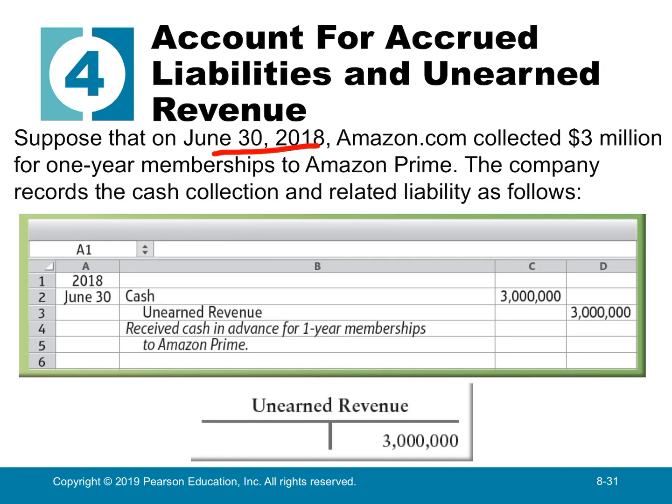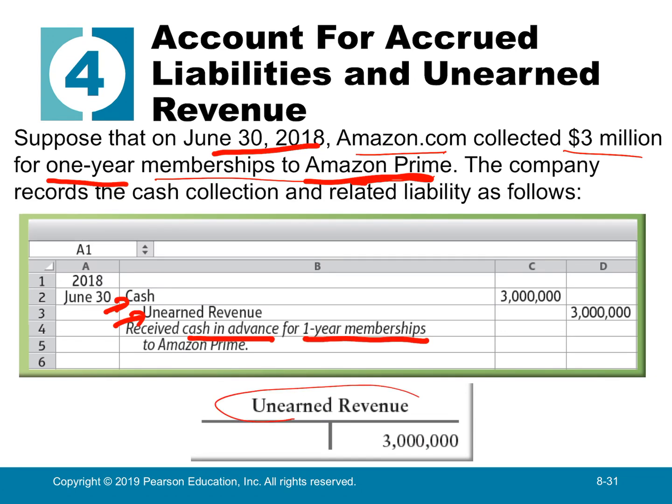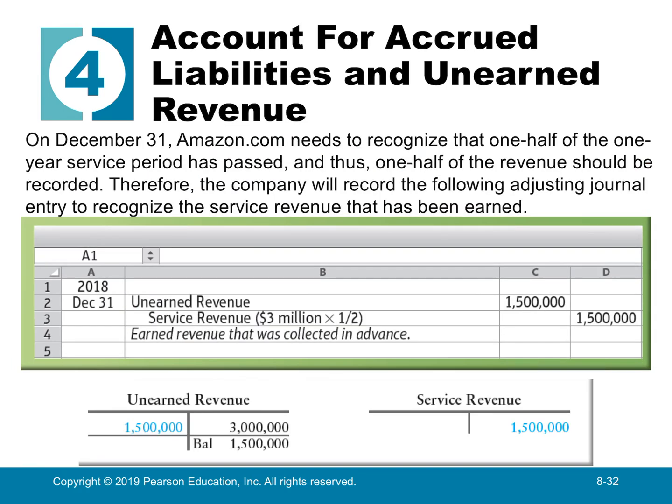So suppose that on June 30th, 2018, Amazon collects $3 million of one-year memberships to Amazon Prime. If I pay Amazon for my Amazon Prime membership, I expect to get a full 12 months of Prime membership, right? So Amazon collects this cash, but it's going to be unearned revenue because this was cash in advance for these one-year memberships. So they have a liability, unearned revenue. Every month that passes, really every day that passes, they earn part of this $3 million.